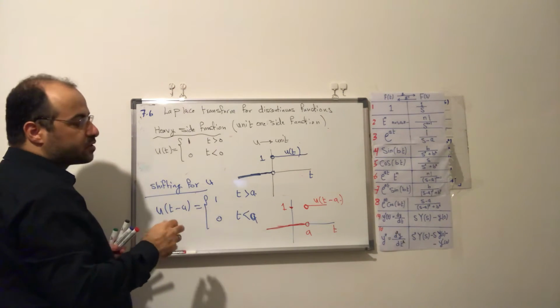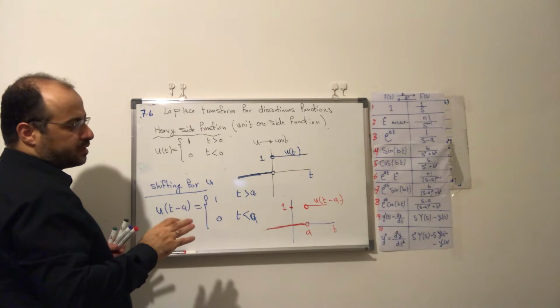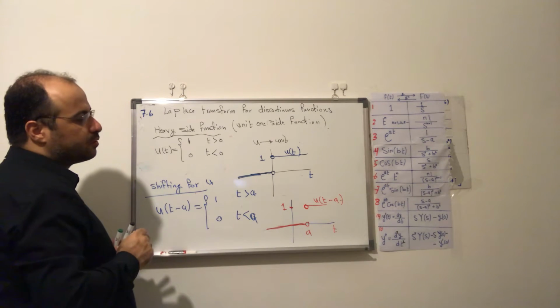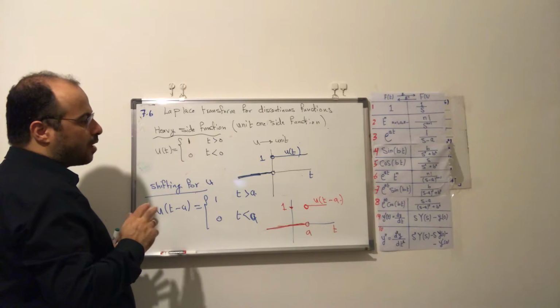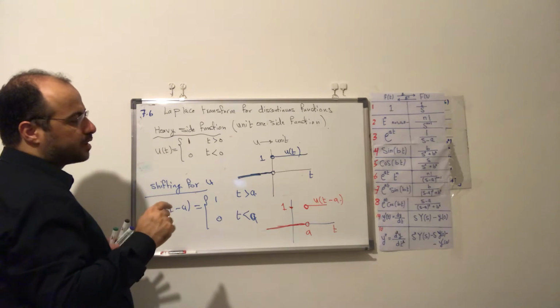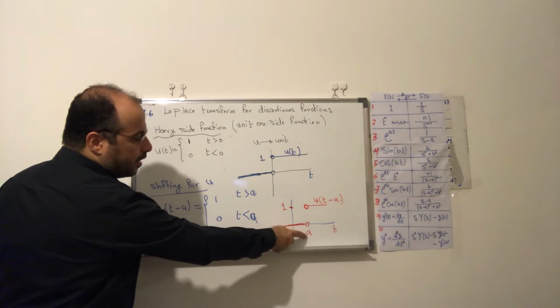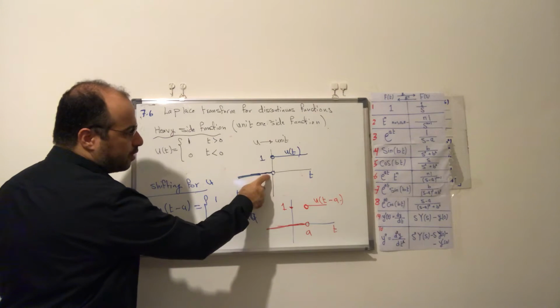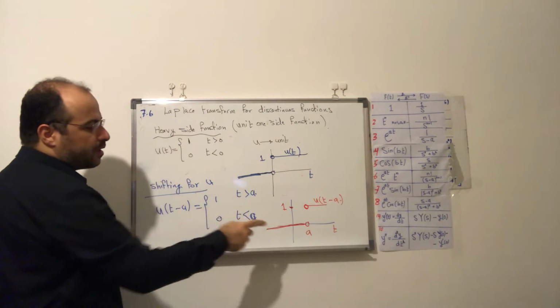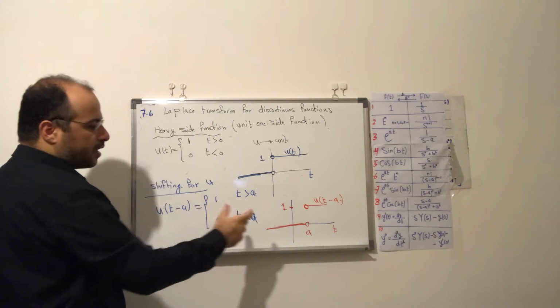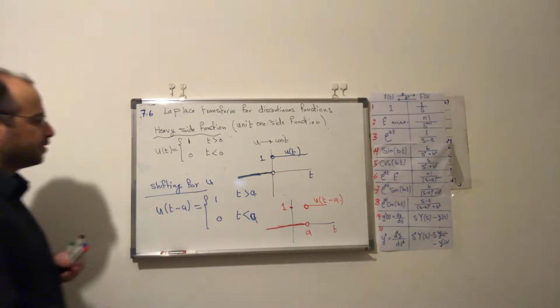For removable discontinuity, we don't have any problem in integration, but for jump discontinuity, we have a big problem, where you need to cut the integral at a or at 0, and make the integral from a up to infinity, and another part from 0 to a.